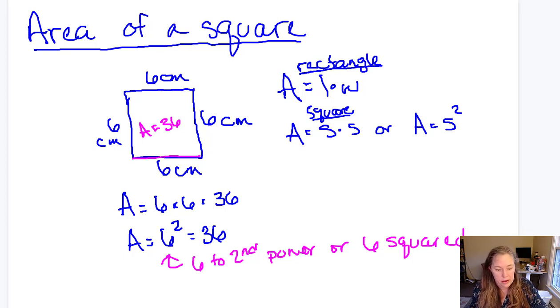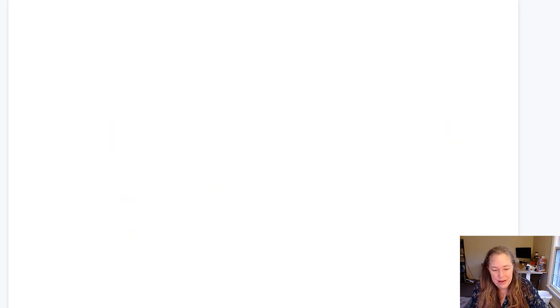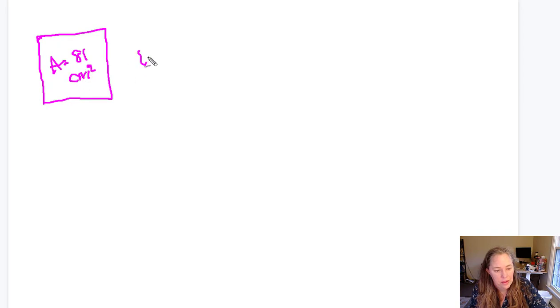I'm going to erase this. You don't need notes on this, but some of you might like to be taking notes, so I'm warning you about the erasing. So to go the other way, if I had a square where the area is 81 square centimeters, what is the side length?